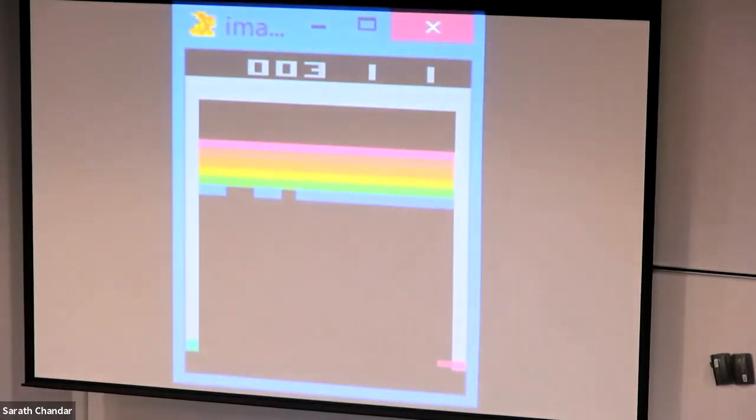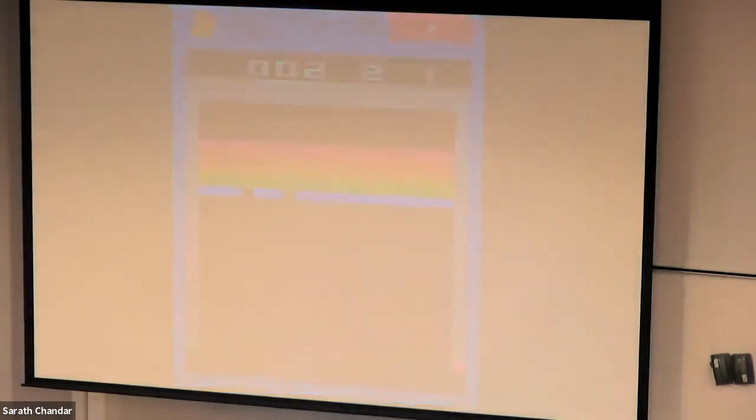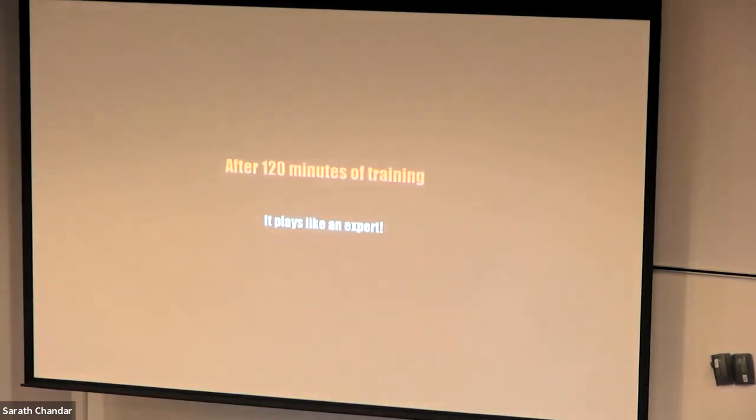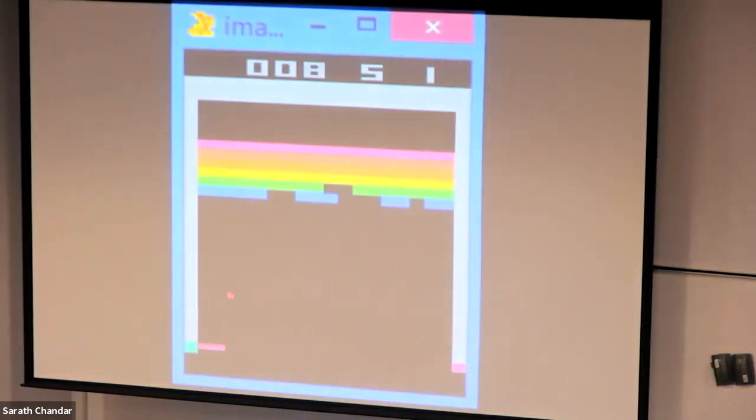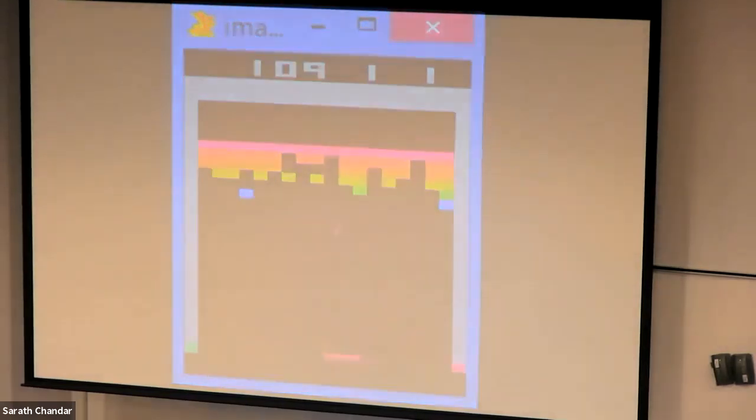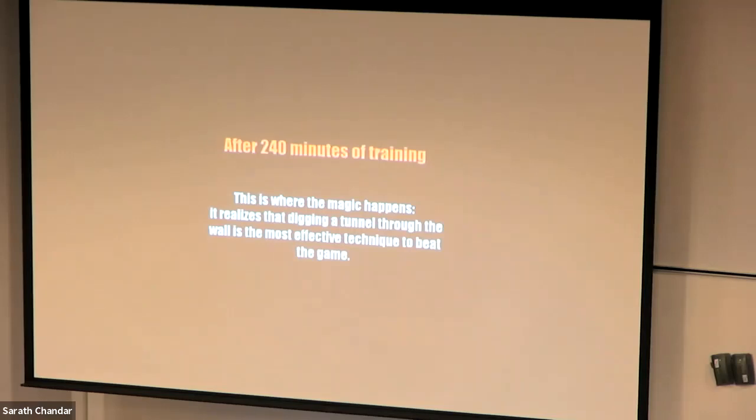So here you can see DQN in action. This is after 10 minutes of training. You can see that it is trying to hit the ball. Sometimes it misses. Now this is after 120 minutes of training. You can see that it is already doing very well. So this is after 240 minutes.